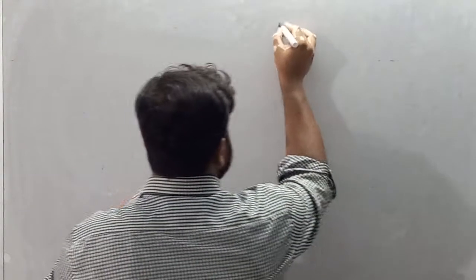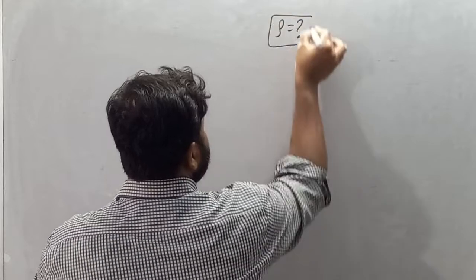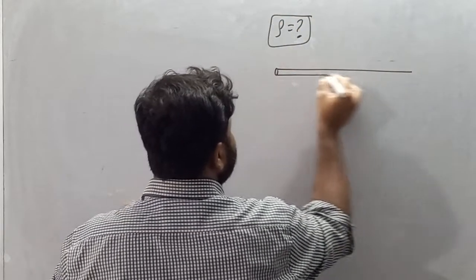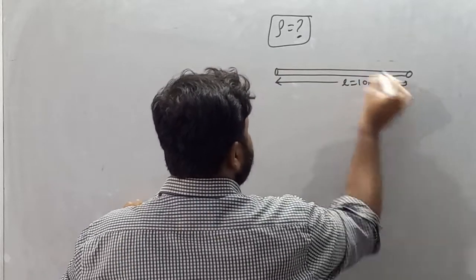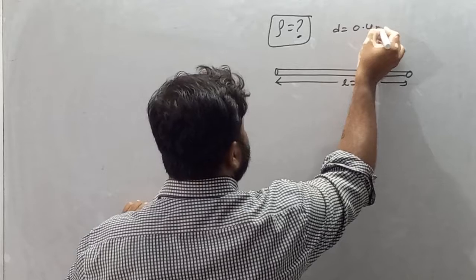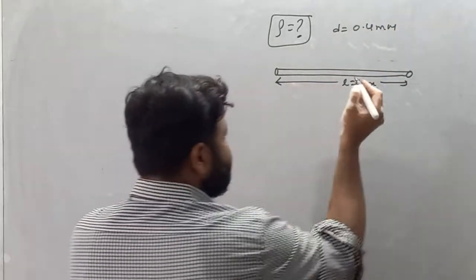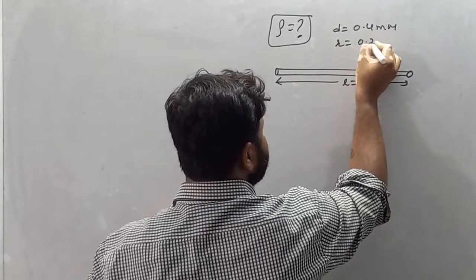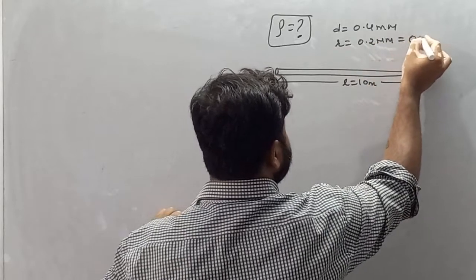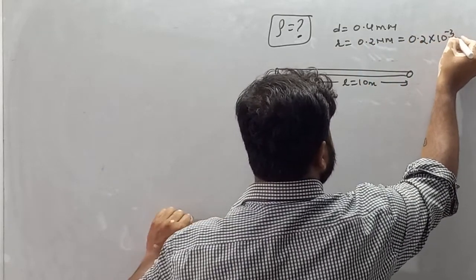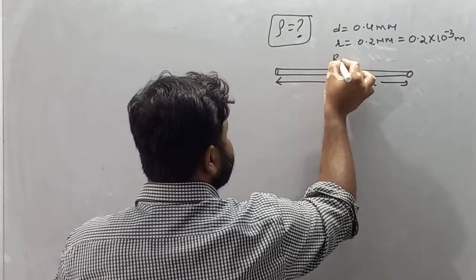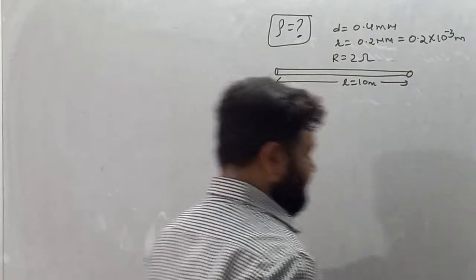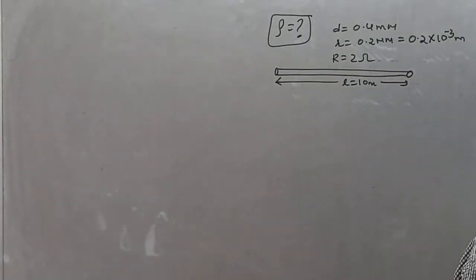So resistivity means you have to find the value of rho. There is a wire whose length is given and whose diameter is also given. Length is 10 meter and its diameter is 0.4 mm. So we know that if diameter is given, then radius becomes its half, so 0.2 mm. Convert it into meter, so 0.2 into 10 raised power minus 3 meter. Length is given, we have to find its resistivity. Resistance is also there and the value of resistance is 2 ohm. So just calculate the value of resistivity.